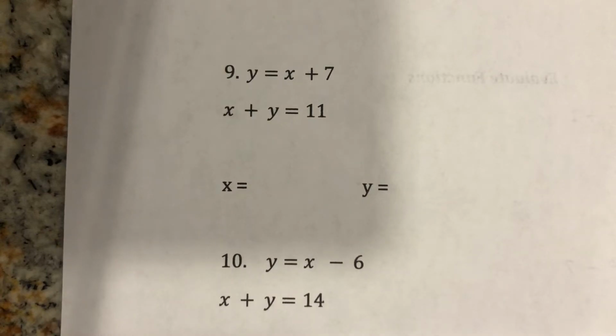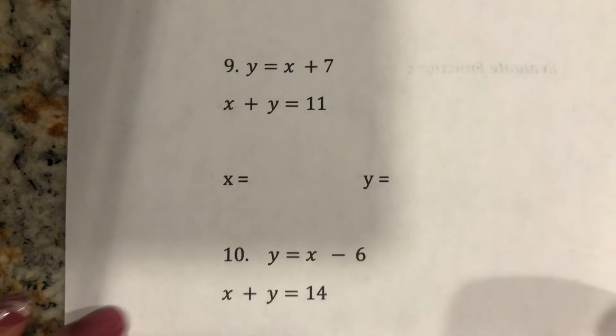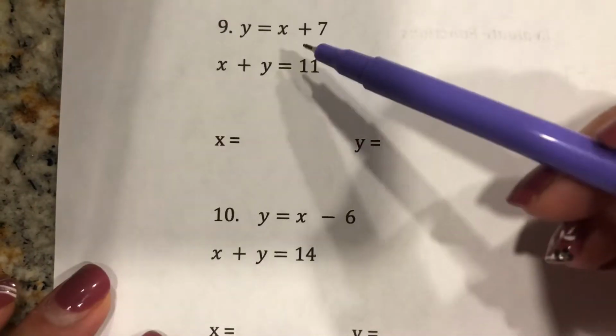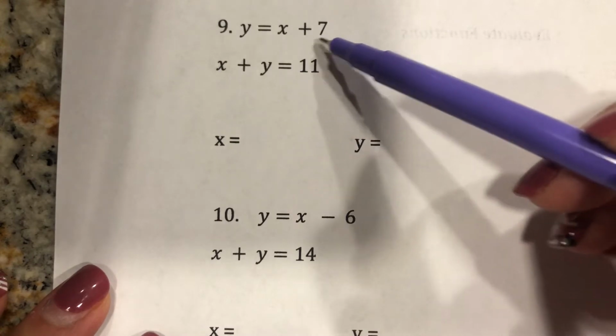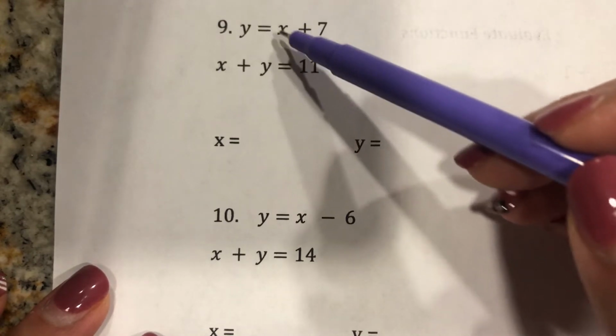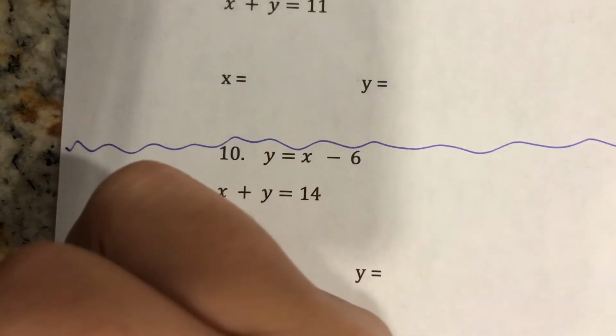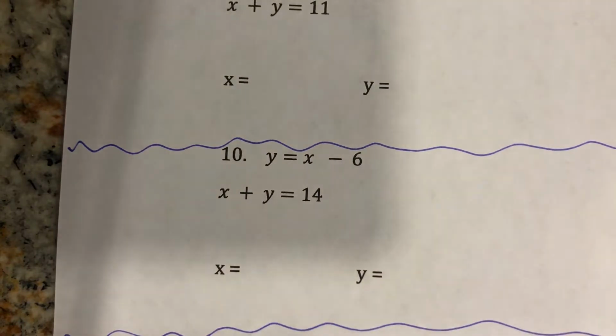Hello again. All right, so questions 9 and 10 are going to be, again, identical. So we have an x plus 7, so now we have an unknown number that we're going to try and solve for. So I'm going to separate 9. You guys will be doing 10.